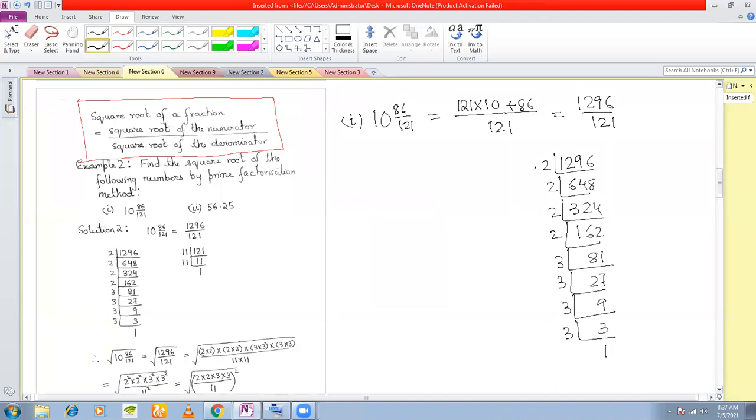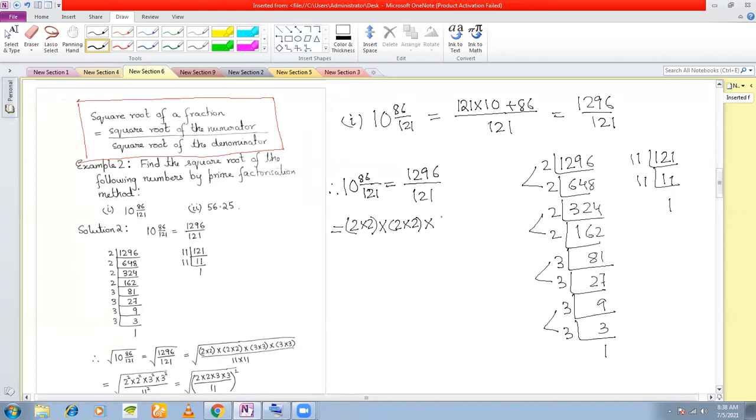Okay. So let's pair these together. Yes, all are pairs. 121, if you prime factorize, you get 11 square. So therefore, what have we got? We got 10 and 86 by 121 is equal to 1296 by 121, as I had written above. And 1296, we prime factorize this to be 2 into 2 into 2 into 2 into 3 into 3 into 3 into 3.